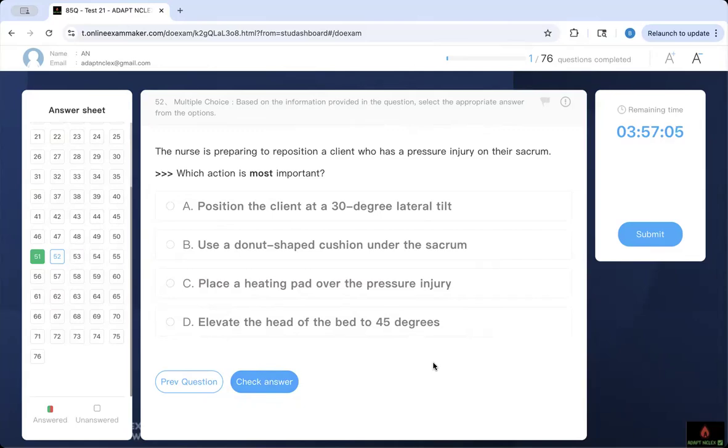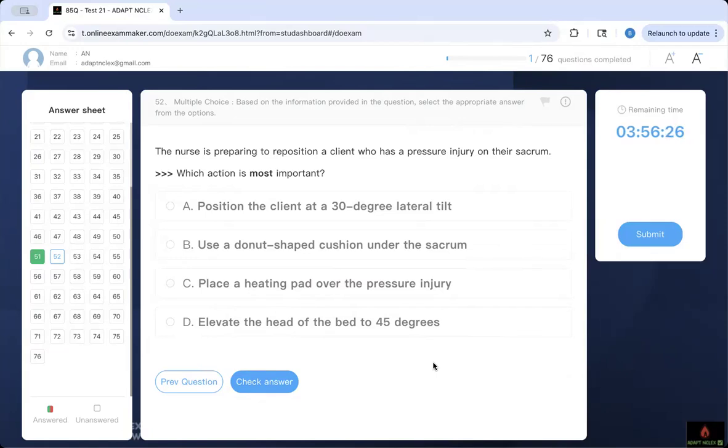And this is preparing to reposition a client who has a pressure injury on the sacrum. This is what best care and comfort, right? Which action is most important? Position the client at a 30-degree lateral tilt. Use a donut cushion under the sacrum. Place a heating pad over the pressure injury. Elevate the head of the bed to 45 degrees. There's a strategy here regarding this particular question. To prevent pressure injury, you prevent too much shear pressure on that portion of the bony prominence.